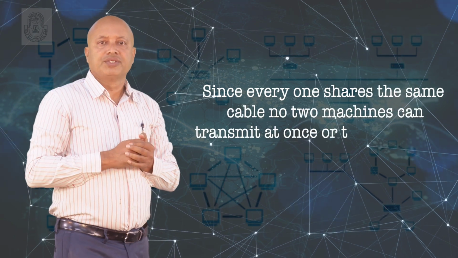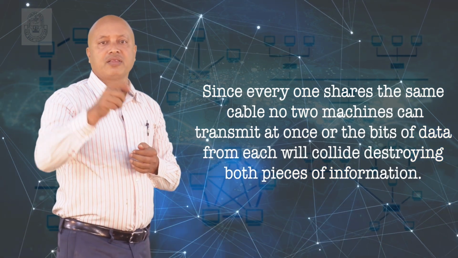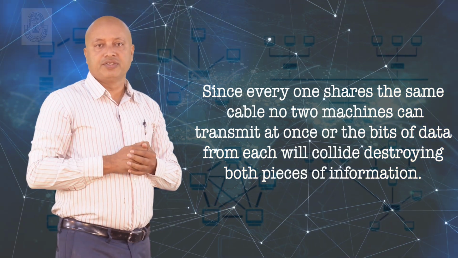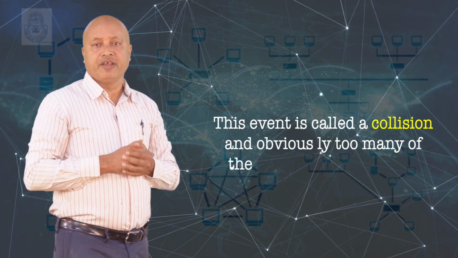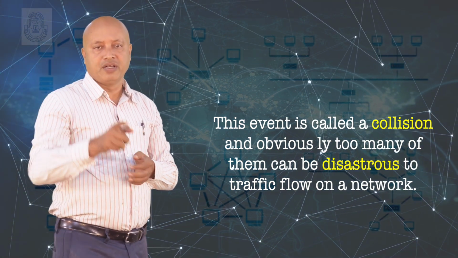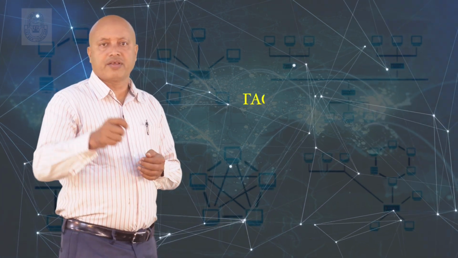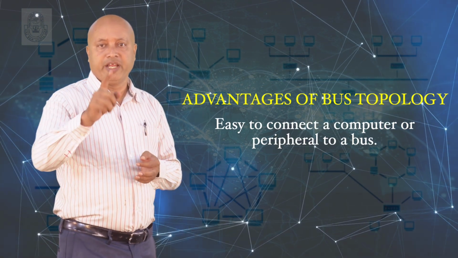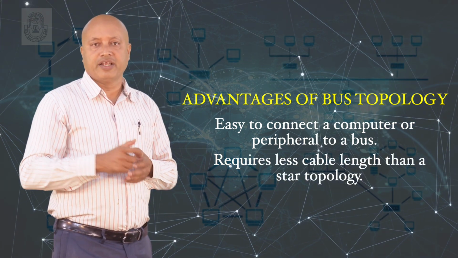Since everyone shares the same cable, no two machines can transmit at once or the pieces of data from each will collide, destroying both pieces of information. This event is called a collision, and obviously too many of them can be disastrous to traffic flow on a network. Advantages of a bus topology: easy to connect a computer or peripheral to a bus, requires less cable length than a star topology.